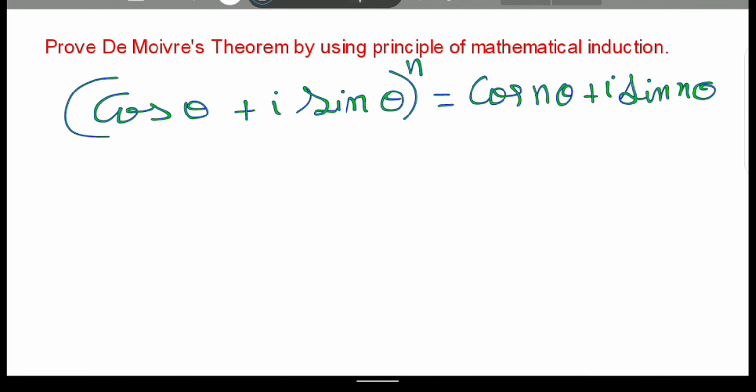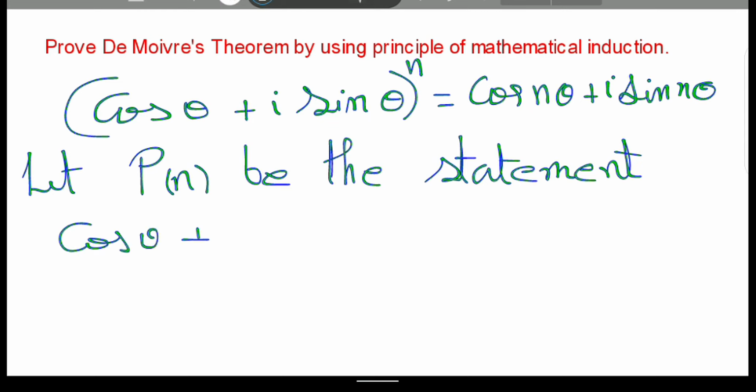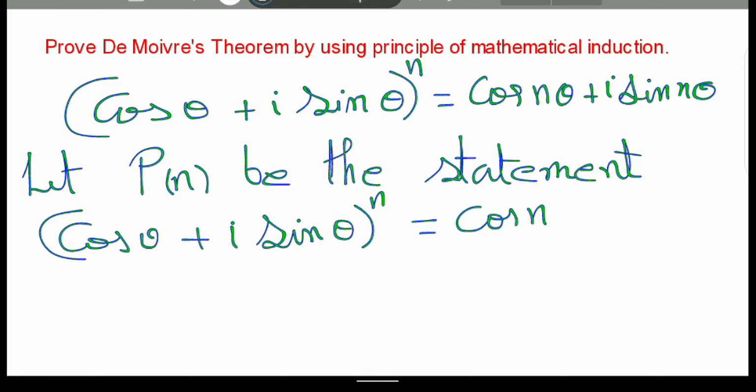Okay, so let's frame the statement. Let Pn be the statement: (cos theta plus i sin theta) whole thing to the power n equal to cos n theta plus i sin n theta.